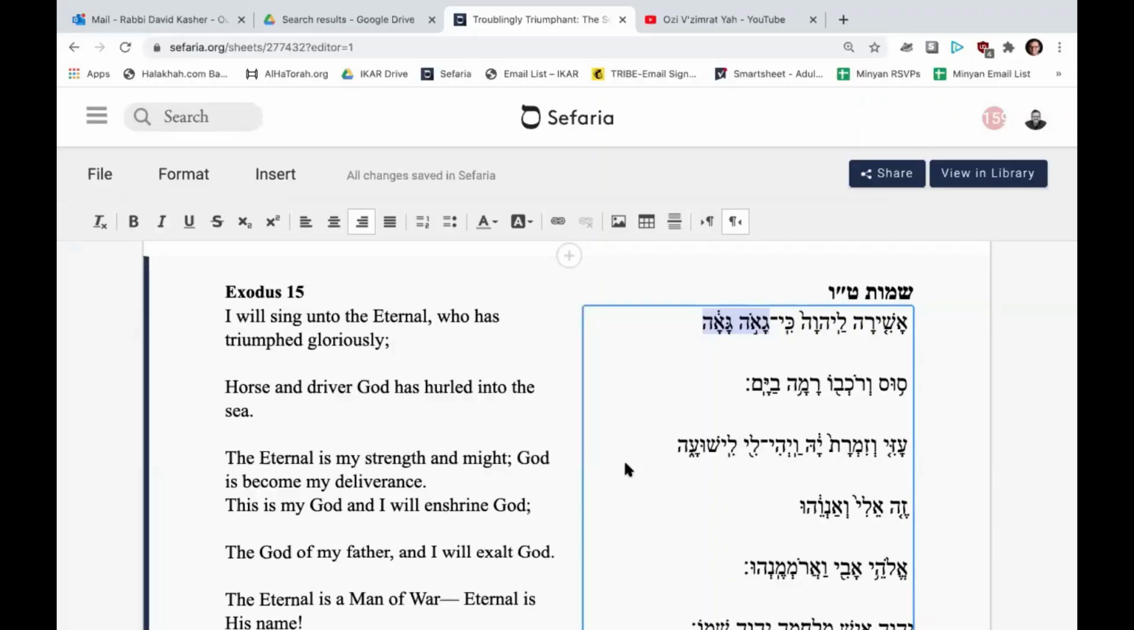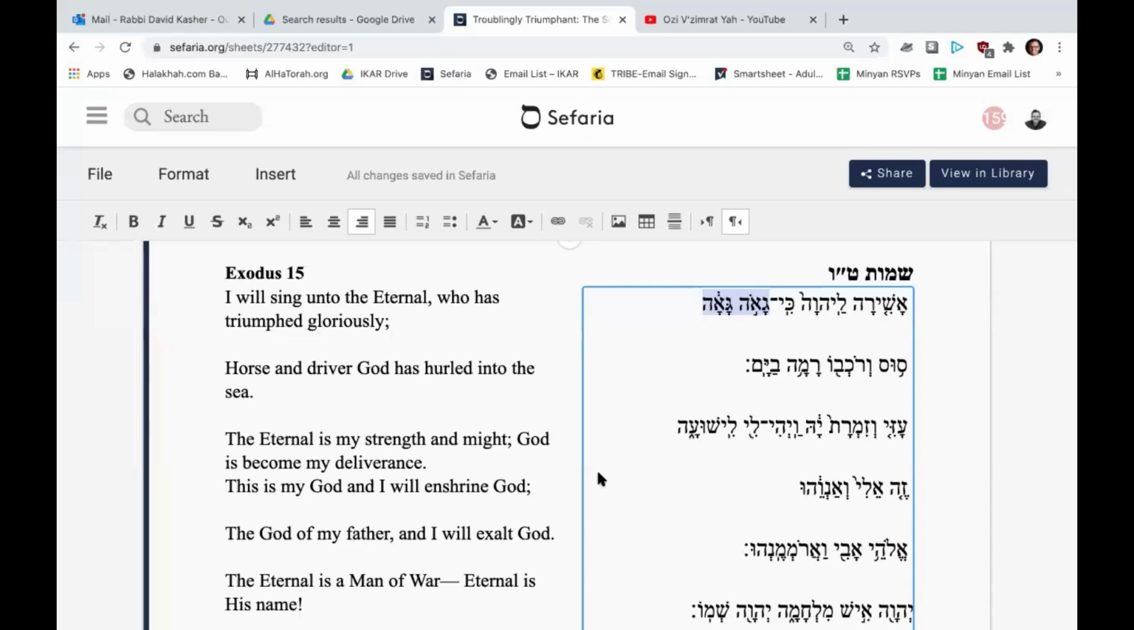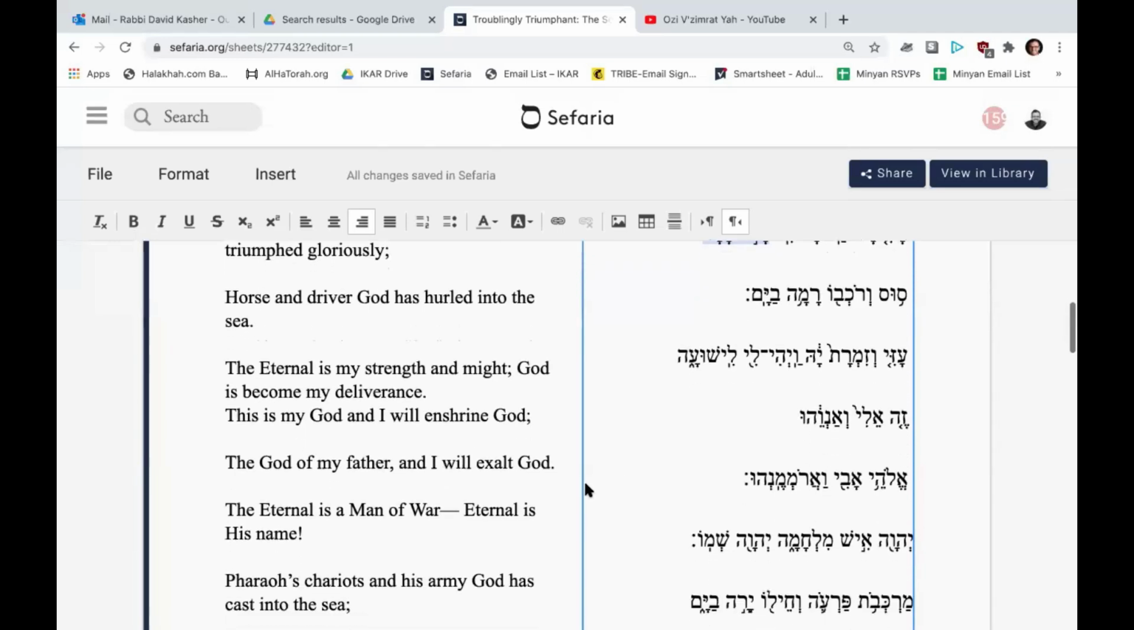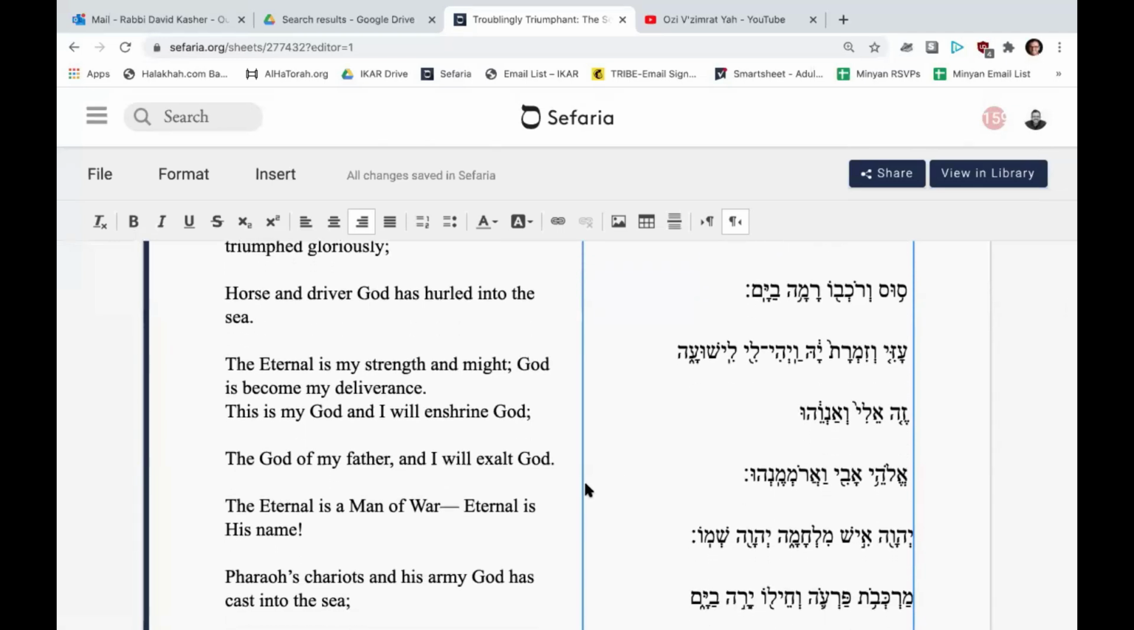All right, let's continue. Ashir Ladonai ki ga'o ga'a, sus v'rochvo rama vayam, and then comes Ozi v'zimrat ya, vayhili lishua. The Eternal is my strength and might. God is become my deliverance.